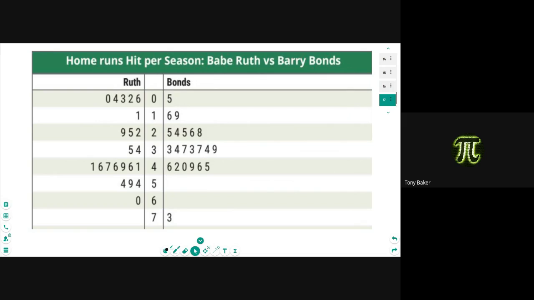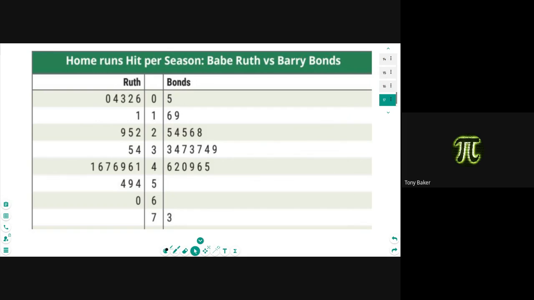Yes. Bonds is the highest. Yep. Bonds has that 73 up there. So he is officially the single season home run record holder. You gave me one. What's another thing we see? Bonds was most commonly in the 30s and Ruth was most commonly in the 40s.